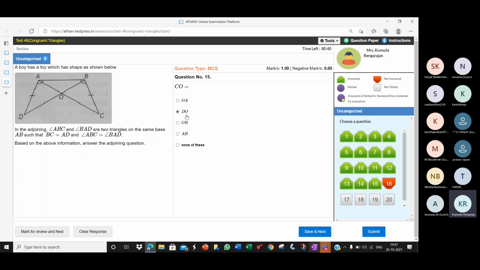But when you're writing congruency, you cannot change that order. Here, see, it's BOC, AOD only. Instead of OD, you cannot write ADO. The order is this one. Now OC is equal to OD. You can also say that CO is equal to DO.